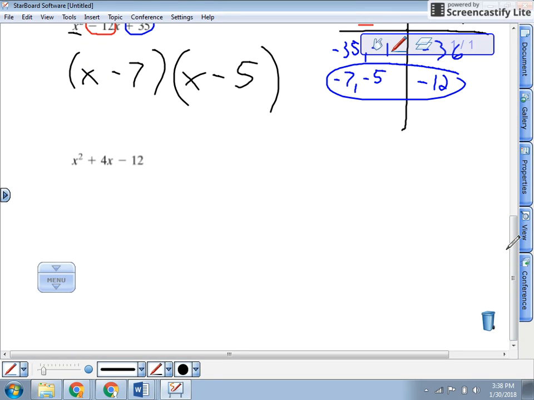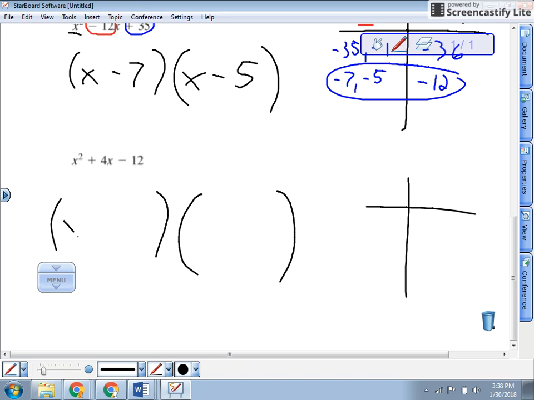So now, let's make that t-chart here. We know our answer is going to be the double parentheses. We know it's going to be x times x to give us x squared. So we've got to look at negative 12. We need factors, and they're going to add up to a positive 4. It's got to multiply to that one more time, right? So now we've got to be careful.